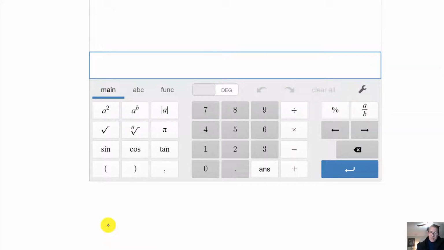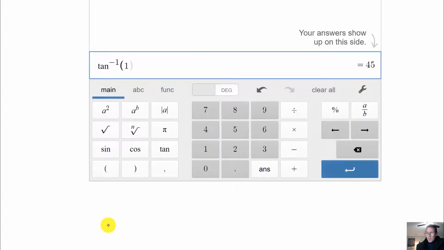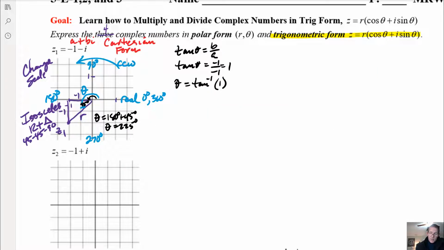All right, so kick in Desmos here, go function, inverse, and then type in 1. Go back to the main menu and type in 1. Notice you get 45 degrees, right? That's a quadrant 1 angle, and notice it's positive. If you plot 45 degrees, there's 45 degrees counterclockwise. Positive angles go counterclockwise, okay? And negative angles go clockwise.